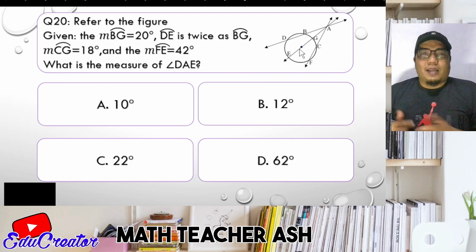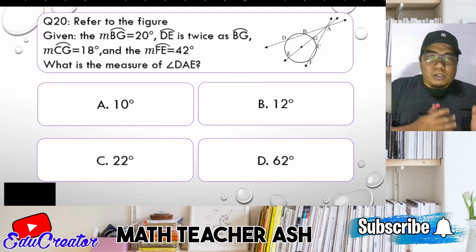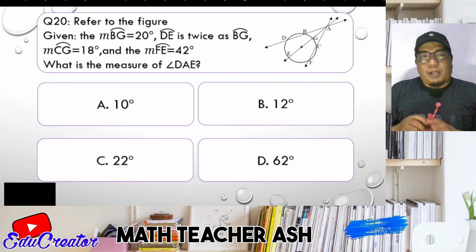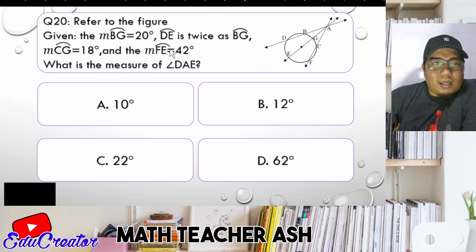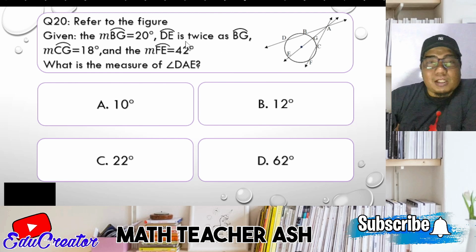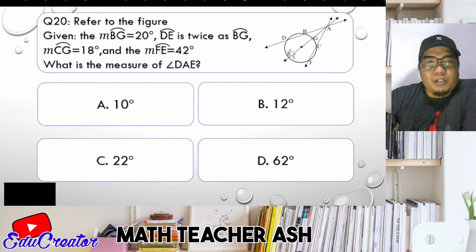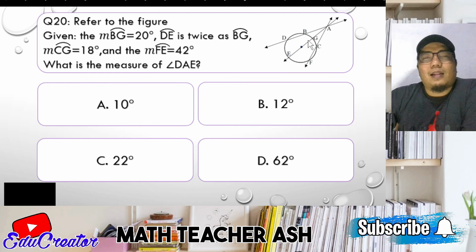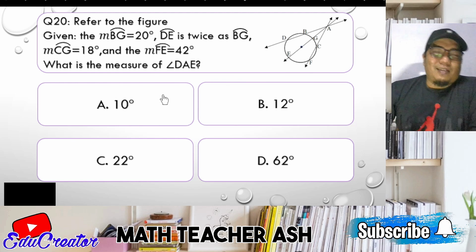Okay, so if that is the case, what we will do is subtract the smaller intercepted arc from the bigger intercepted arc, then divide it by 2. So this is the bigger one, DE. What is DE here? DE is twice as big. When we say twice as big, it is two times larger. So 20 times 2 is 40. That is 40 minus 20, that is 20. Then 20 divided by 2 is 10.